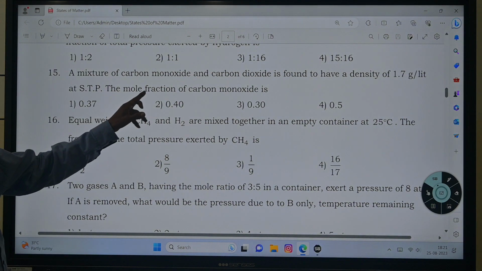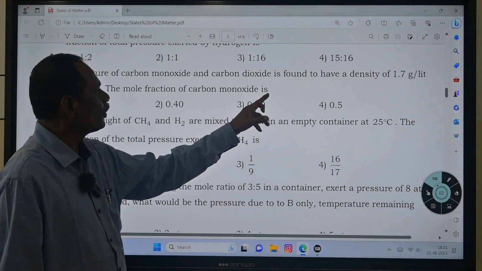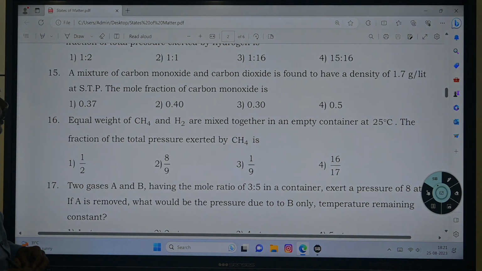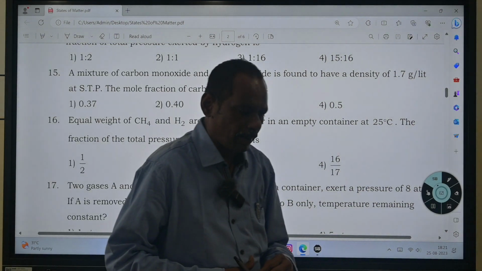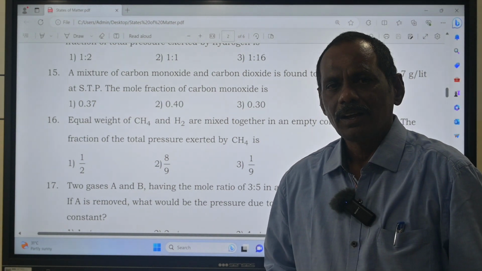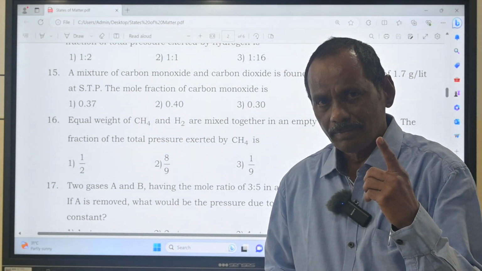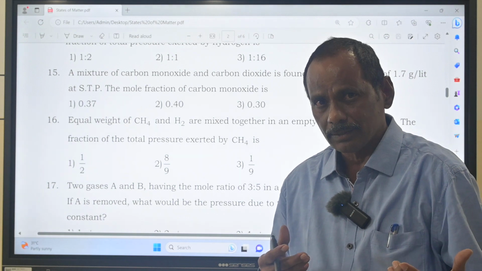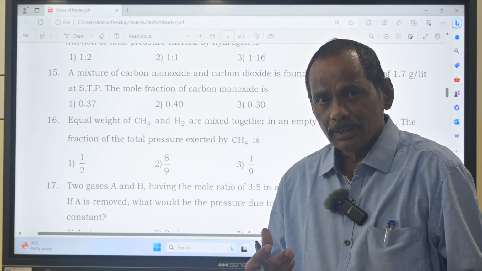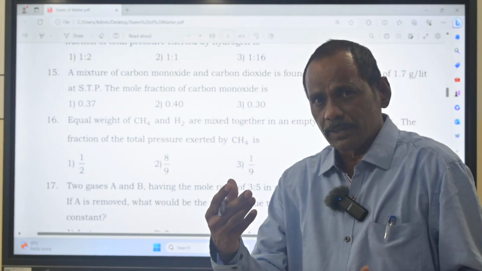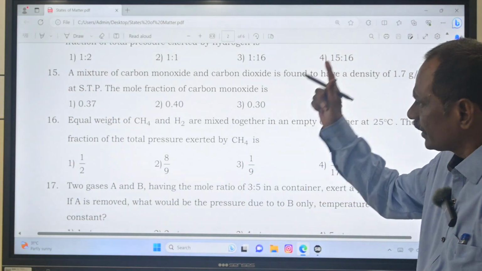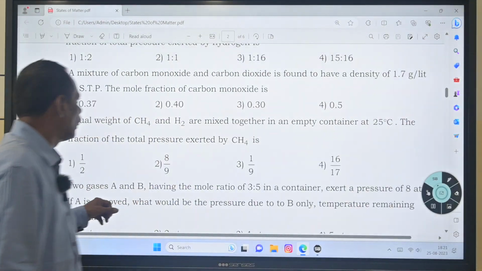Question number 15. A mixture of carbon monoxide and carbon dioxide is found to have a density of 1.7 grams per liter at STP. The mole fraction of carbon dioxide is... Friends, it is an entirely different model. There is another principle related to this mole fraction, that is the concept of density. Again read the problem.